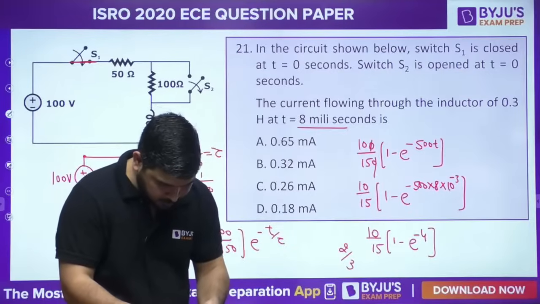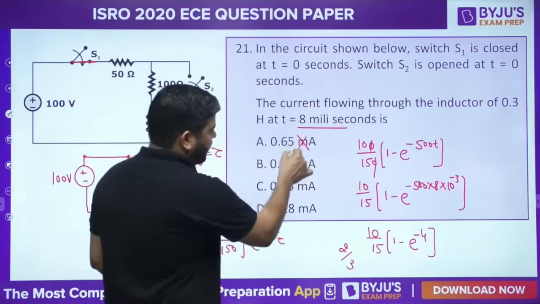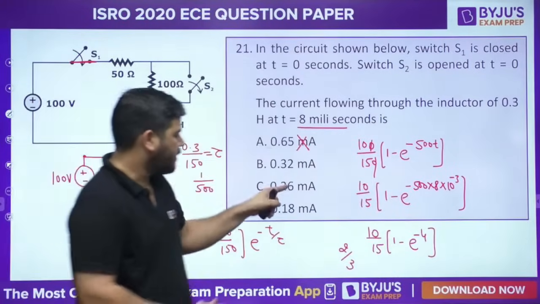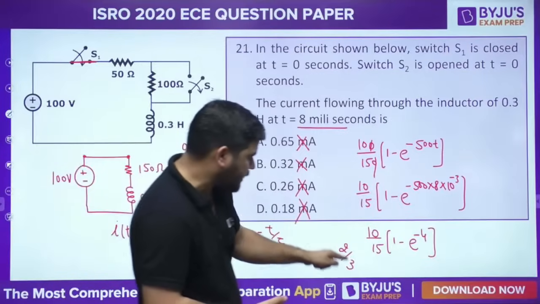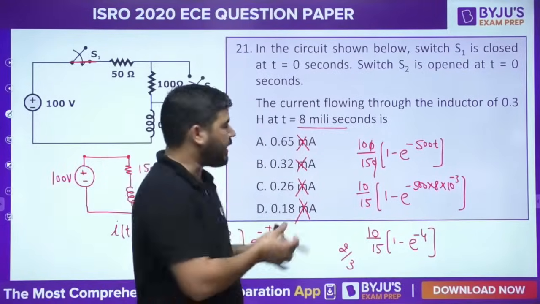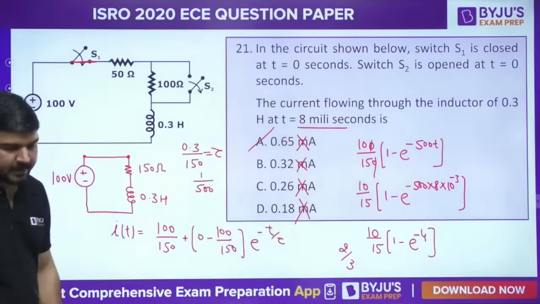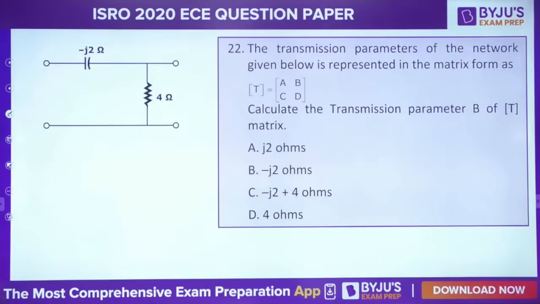Okay. So the answer is 0.65 ampere. It's not milliampere, guys. That's the reason I took it. So the answer is 0.66, something like that. It means 0.65. The answer is Agra. This is the correct answer. Let's move ahead. Let's move to the next question, guys.